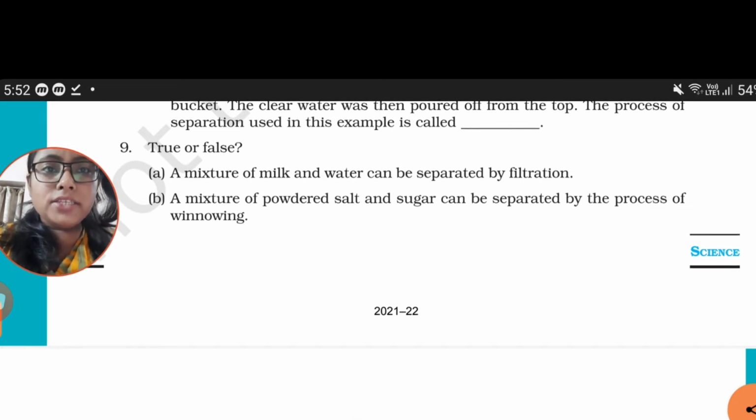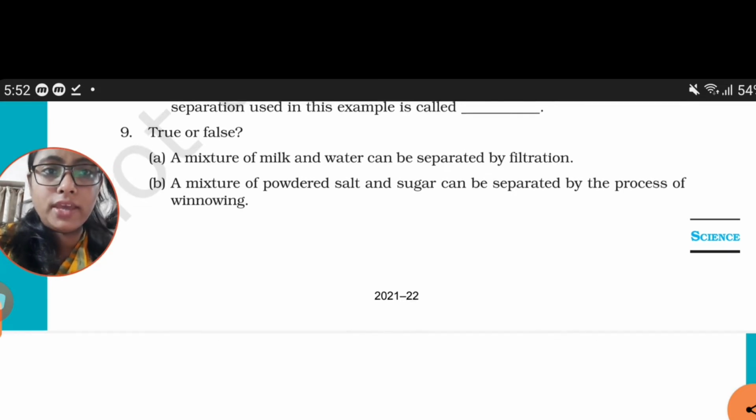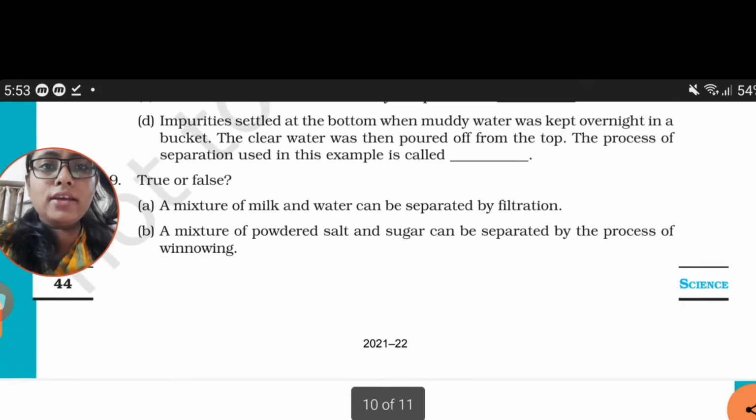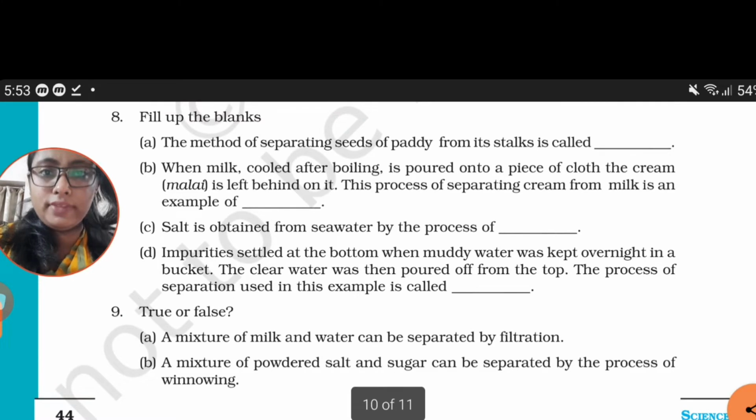First, a mixture of milk and water can be separated by filtration. Second, a mixture of powdered salt and sugar can be separated by the process of winnowing. Separation of sugar from tea can be done with filtration. Last, grain and husk can be separated with the process of decantation. So these two questions, 8 and 9, you will write down in the copy.